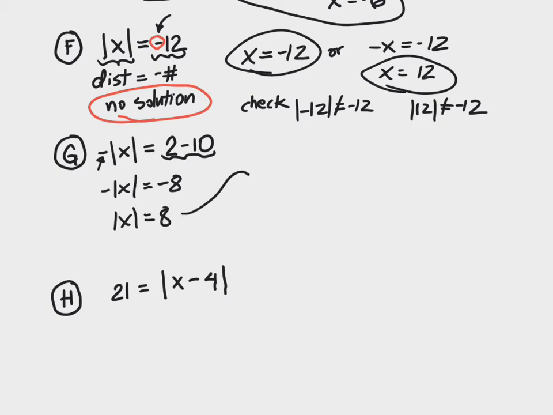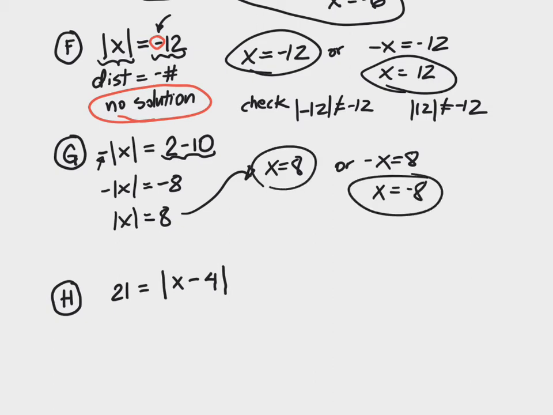Again, we have two problems here. There's the easy problem, x equals 8, or the other one, -x equals 8. Solving the right side, x equals -8, or x equals 8.